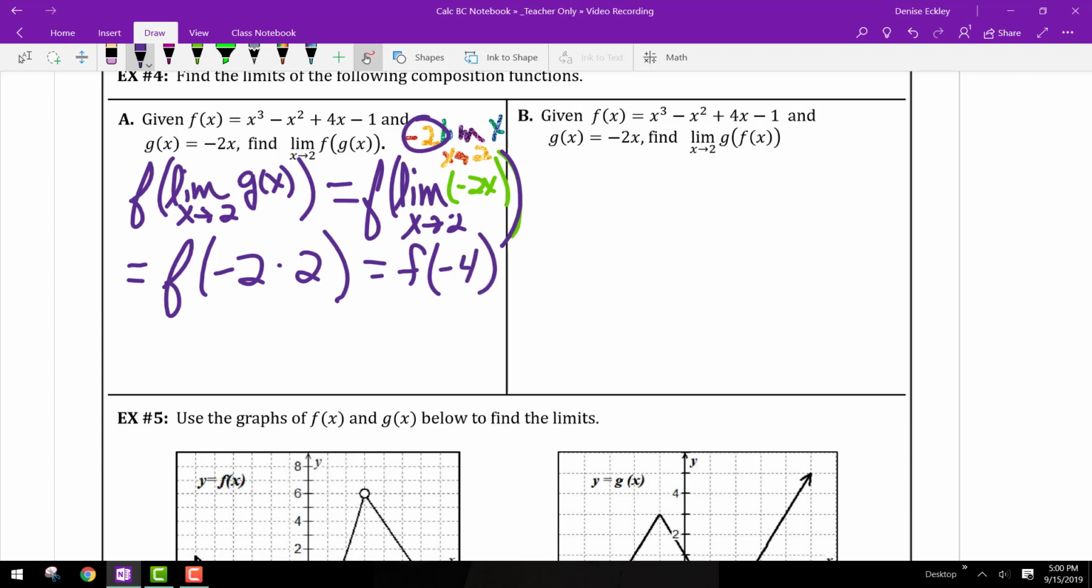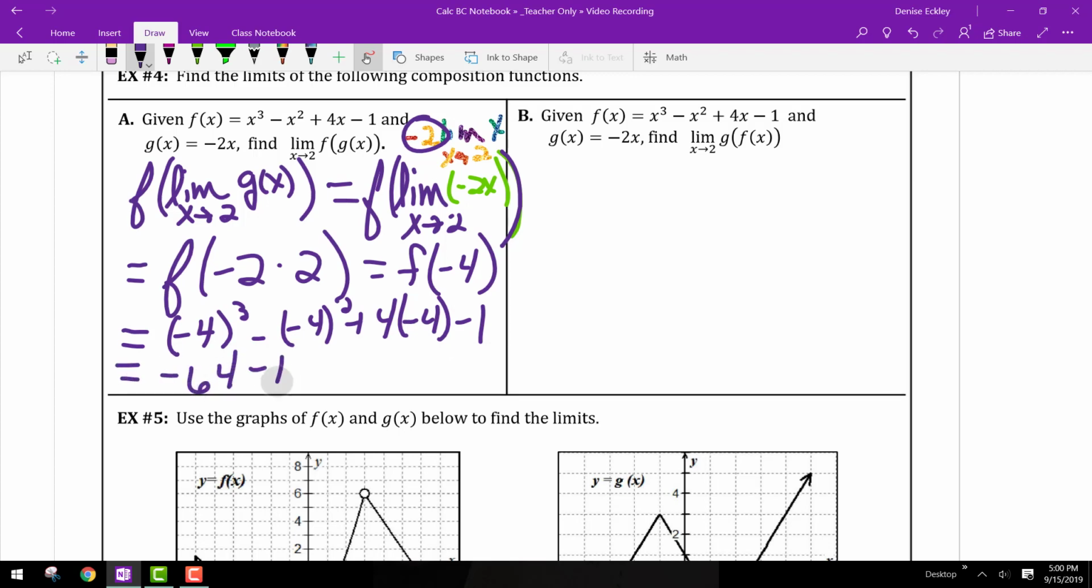So now what we can do is substitute that into the function. So we're going to have negative 4 cubed minus negative 4 squared plus 4 times negative 4 minus 1. So we get negative 64 minus 16 minus 16 minus 1. And so the value of our limit is negative 97.